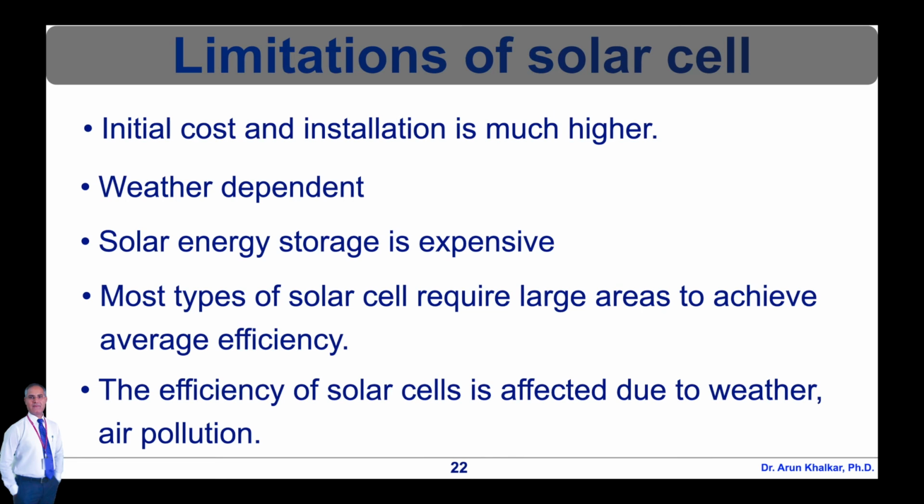There are also some toxic materials and hazardous products used during the manufacturing processes of solar photovoltaic systems, which can indirectly affect the environment. Nevertheless, solar energy pollutes far less than other alternative energy sources. So these are the limitations of solar cell.